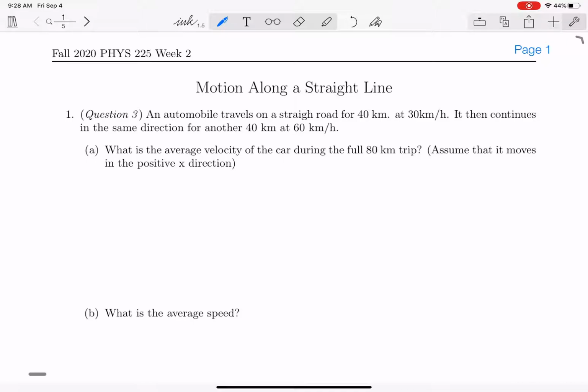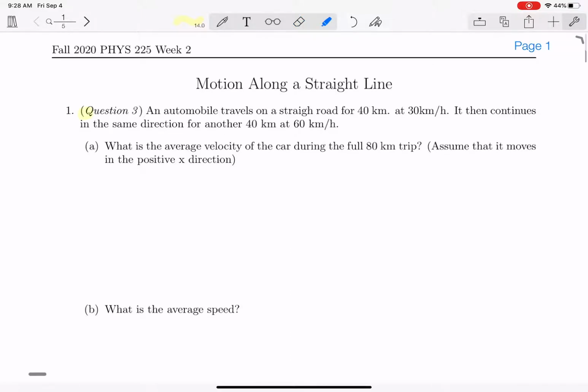Question number 1. When I say this is question number 3, this is question number 3 from your textbook. An automobile travels on a straight road for 40 kilometers at 30 kilometers per hour. It then continues in the same direction for another 40 kilometers at 60 kilometers per hour. What is the average velocity of the car during the full trip?